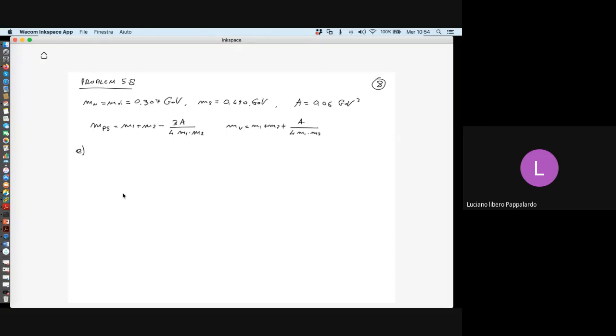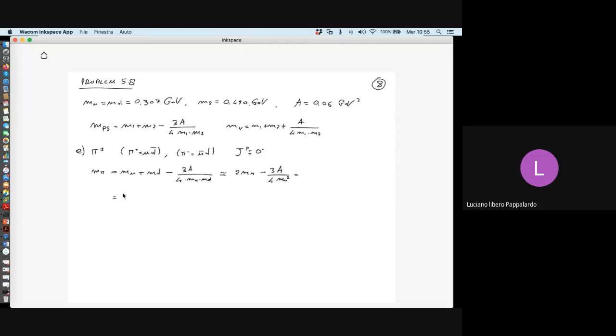Okay, so let's start with the pions. We know that the pi plus is a u d-bar object, and that the pi minus is a u-bar d object, and they are J^P 0 minus mesons, so pseudoscalar mesons. Now, the mass of the pion, we apply the phenomenological formula, is the mass of the up quark plus the mass of the down quark minus 3A over 4 times the mass of the up times the mass of the down. Now, since the mass of the up and the down are assumed to be the same, this is approximately equal to twice the mass of the up minus 3A divided by 4 times the mass of the up quark squared.